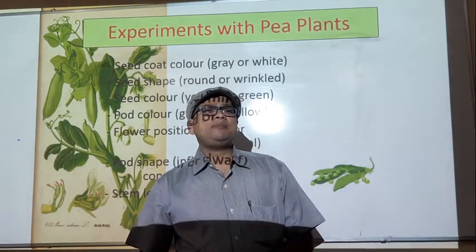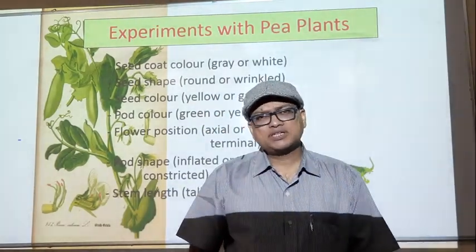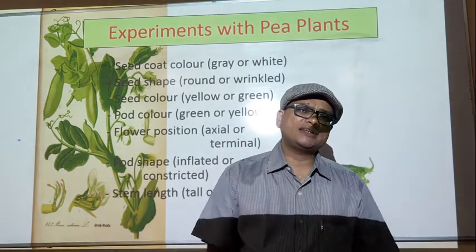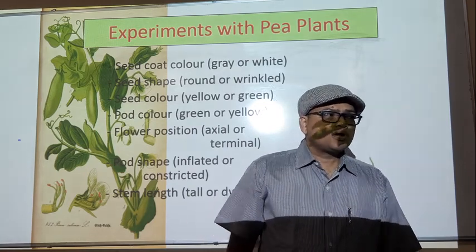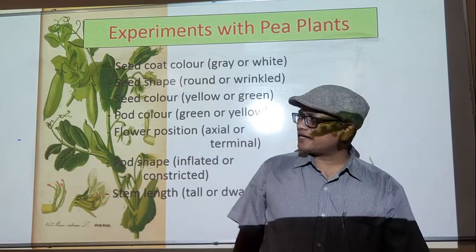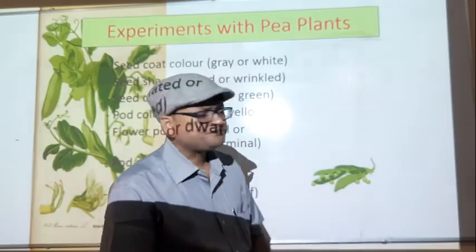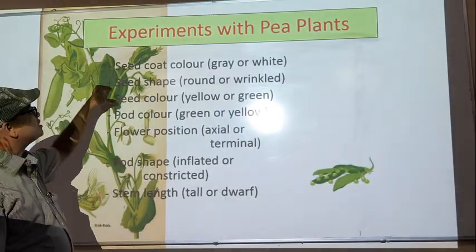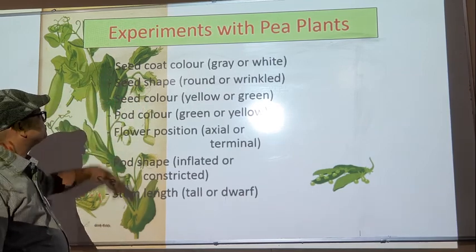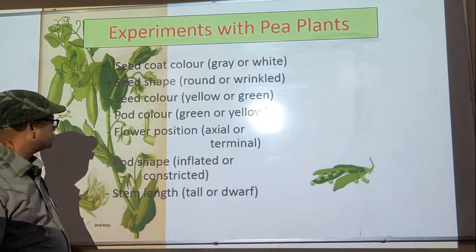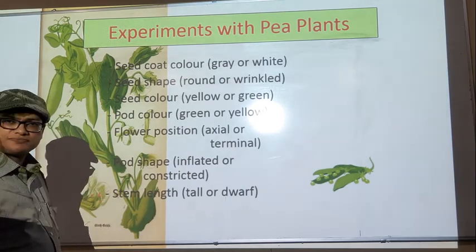The pea plant can be cultivated in any type of soil, everywhere. This is one of the reasons behind Mendel's selection of the pea plant for this experiment. So Mendel selected 7 characteristic features of the pea plant for the study. These 7 characters are seed coat color, seed shape, seed color, pod color, flower position, pod shape and stem length. So these are the 7 characters.